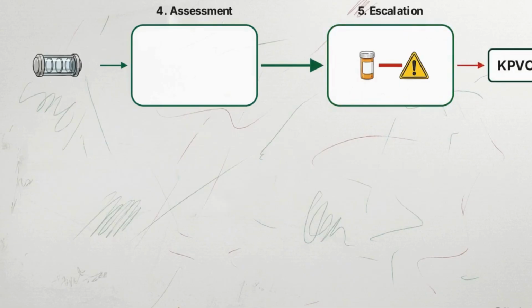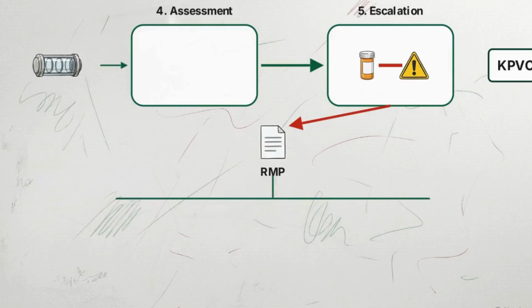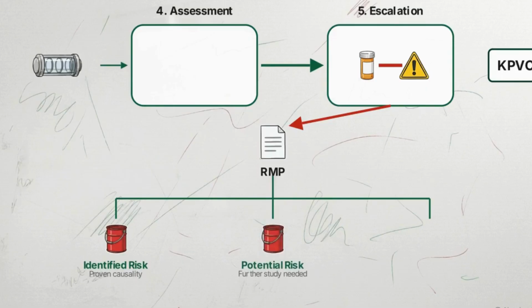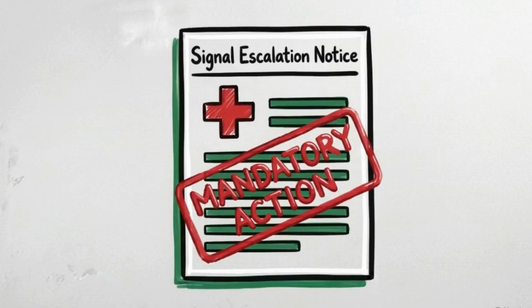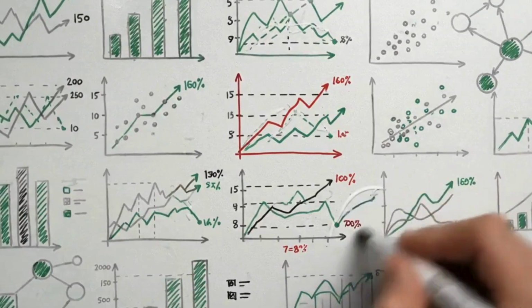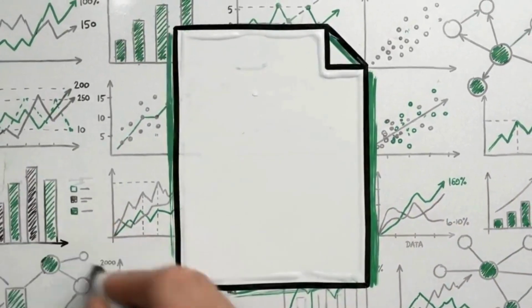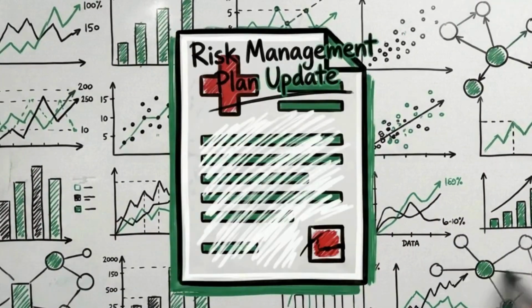This is the threshold at which the signal is legally required to be reported to the KPVC. The immediate regulatory consequence of an escalated signal is a mandatory update to the product's Risk Management Plan, or RMP. The MAH must categorize the new finding into one of 3 classifications: an identified risk with proven causality, a potential risk requiring further study, or missing information concerning specific patient populations. Signal escalation marks the exact pivot point in the ecosystem. It is the moment a pharmaceutical company transitions from analyzing a statistical problem to legally mitigating a patient hazard.